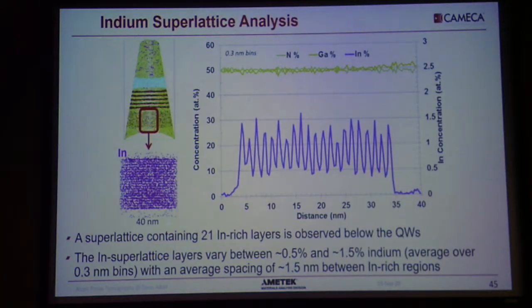And this is just to show you the bottom layer here with the indium superlattice, where you could get, between 3 nanometers and 35 nanometers, these 21 layers that you can actually easily characterize. Okay? So they are about 1.5 nanometers per superlattice.